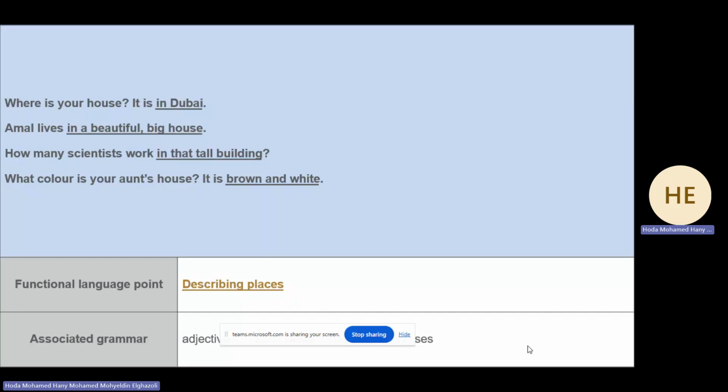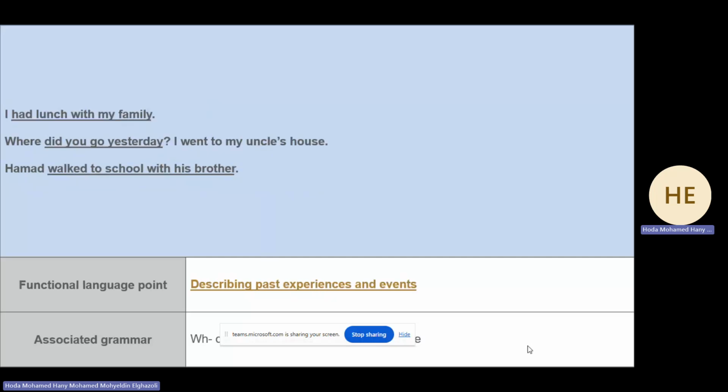Describing places, you can use adjectives like beautiful, big, tall, brown, white. Look at the examples. Where is your house? It is in Dubai. When you're talking about a city, we use the preposition in. Amma lives in a beautiful, big house. Beautiful, big, adjectives. How many scientists work in that tall building? What color is your aunt's house? It's brown and white. Again, adjectives.